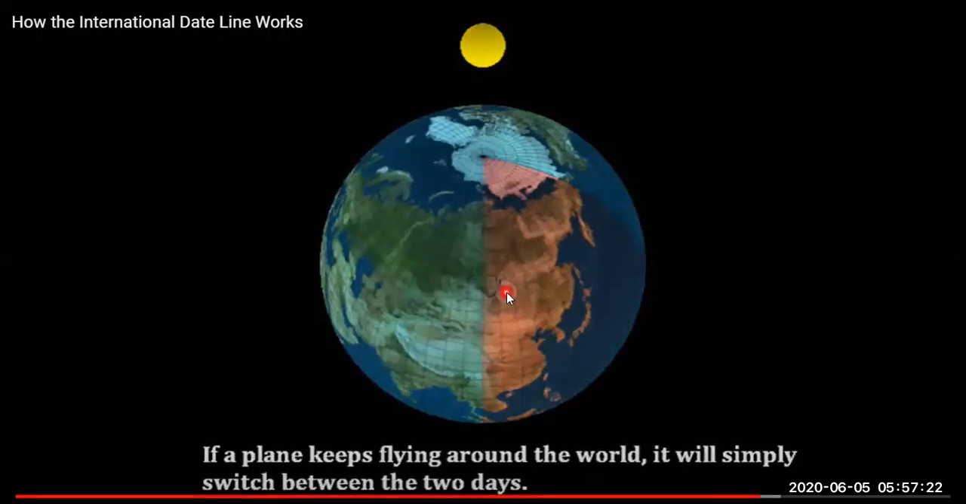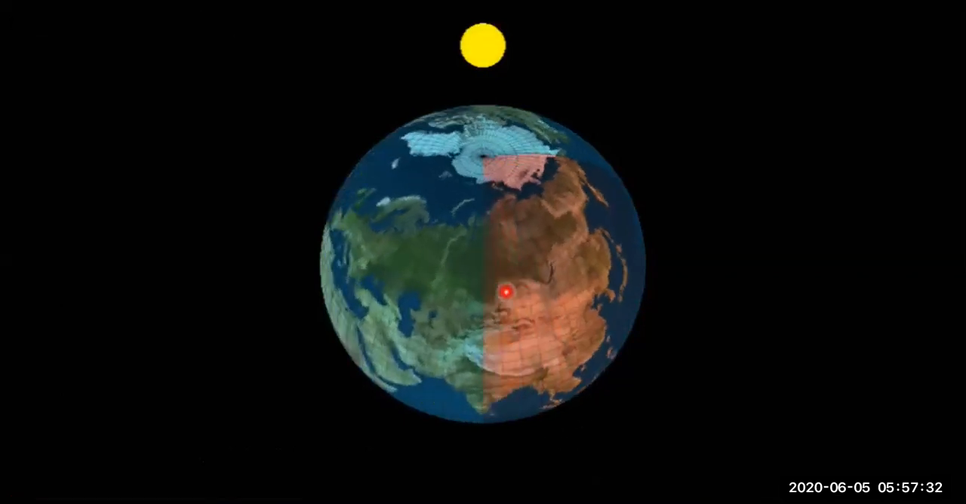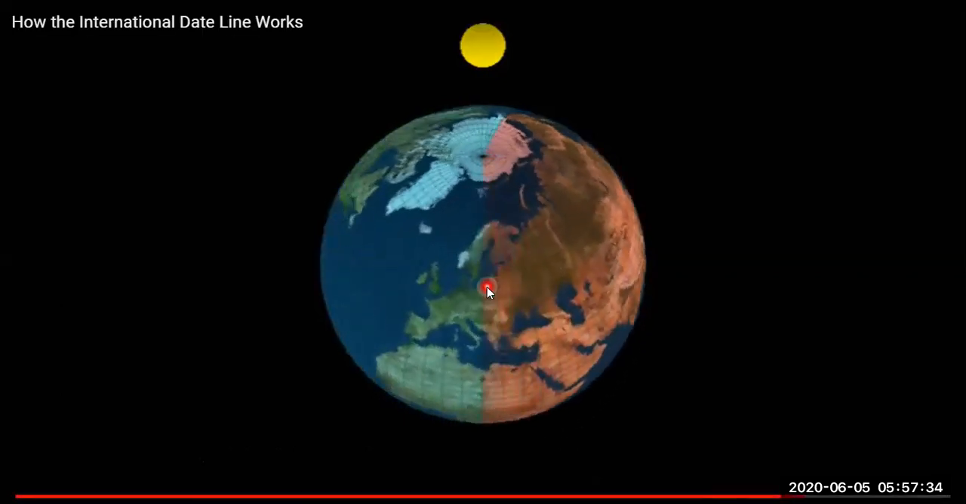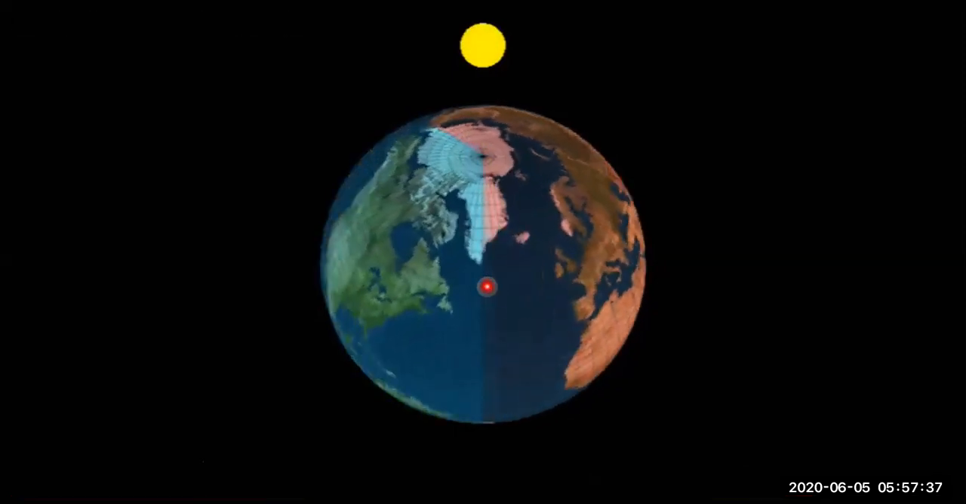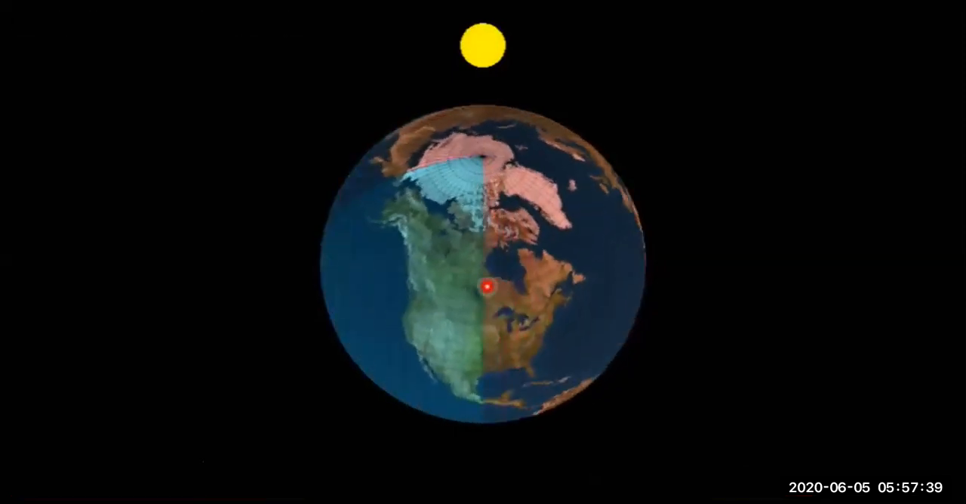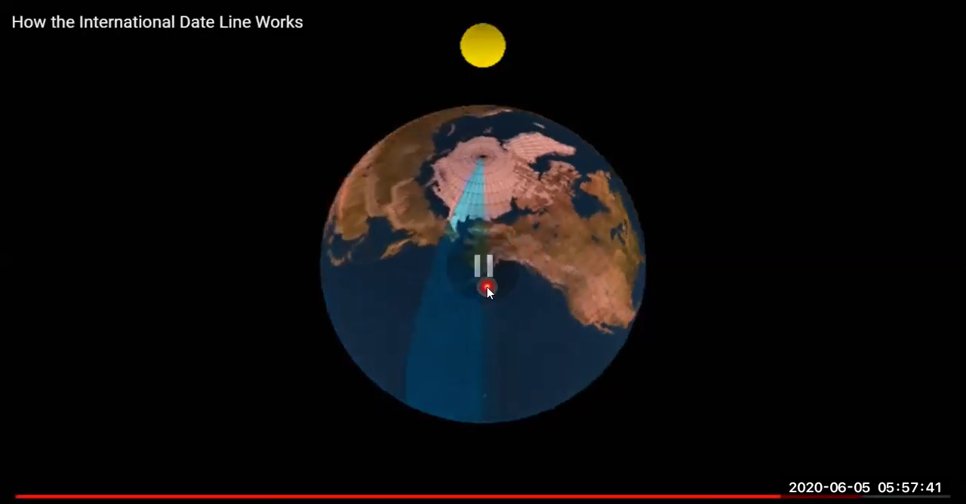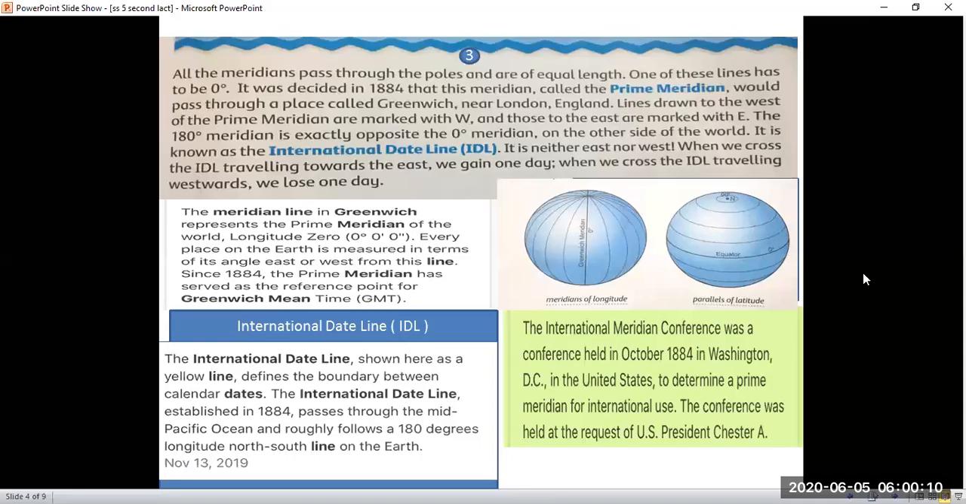If a plane keeps flying around the world, it will simply switch between the 2 days. From this video, it is clear and you can understand the international dateline very well. So from this, it is clear for you. So boys, from this video, I think you have clearly understood the international dateline.